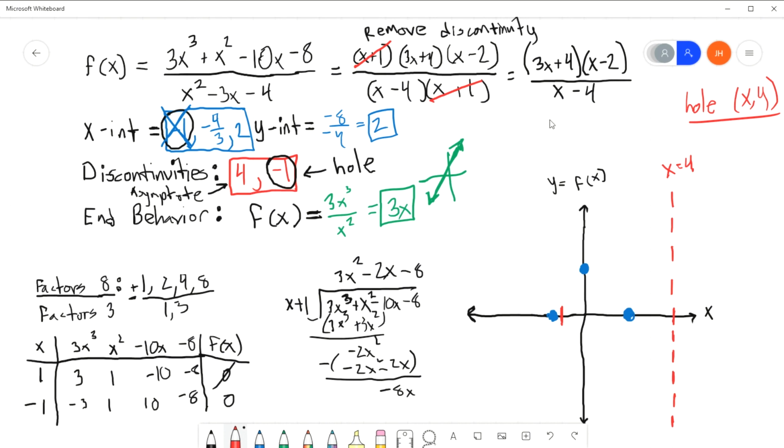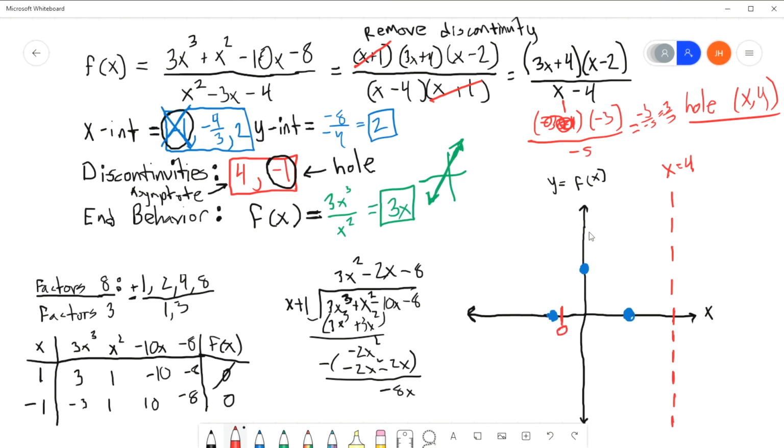We get 3 times -1 is -3 plus 4. -1 minus 2 is -3. And -1 minus 4 is -5. This would make 1. Okay, so we got 1 times -3 divided by -5. That is -3 over -5, which is positive 3/5. So I know that this hole is going to be at x equals -1, y equals 3/5. So what I'm going to do is mark that with a hole.